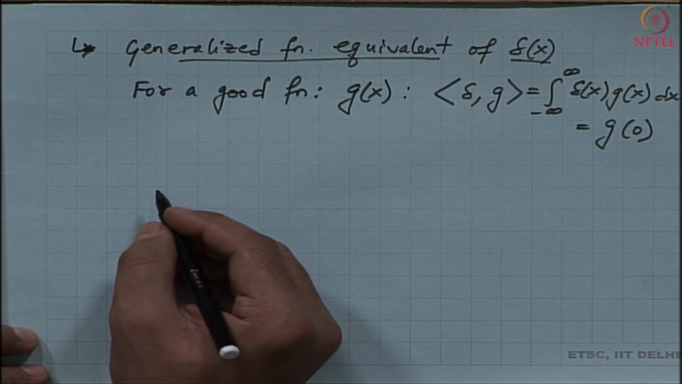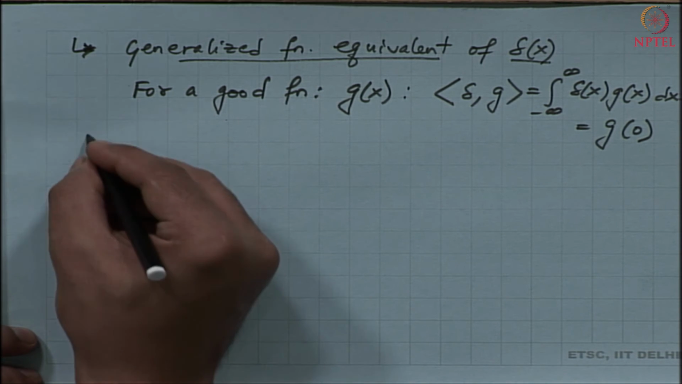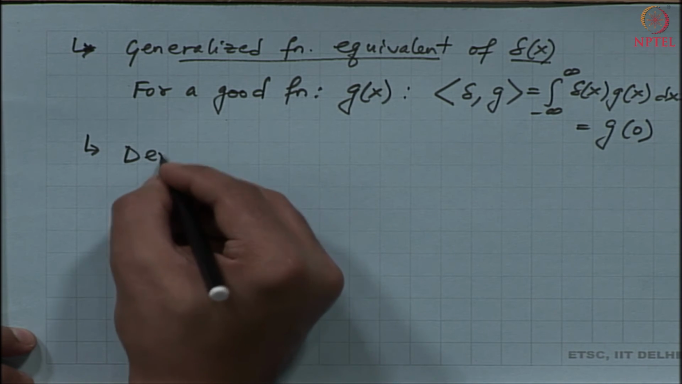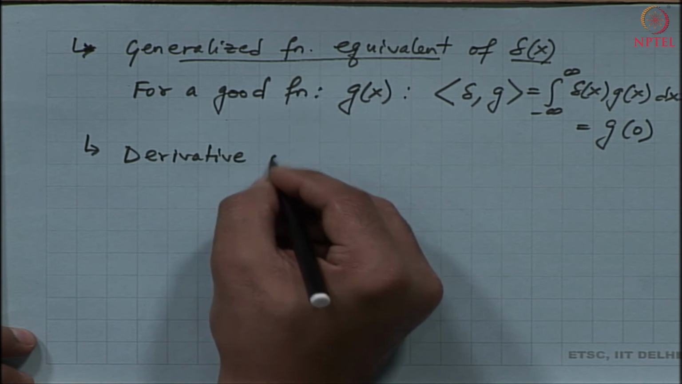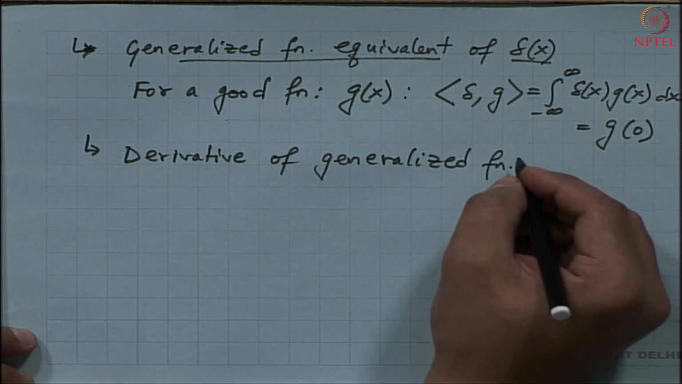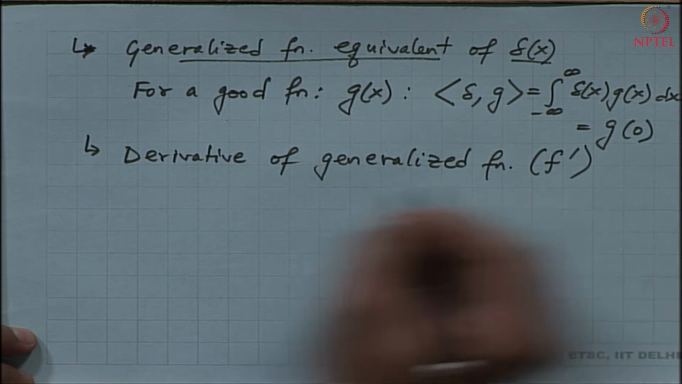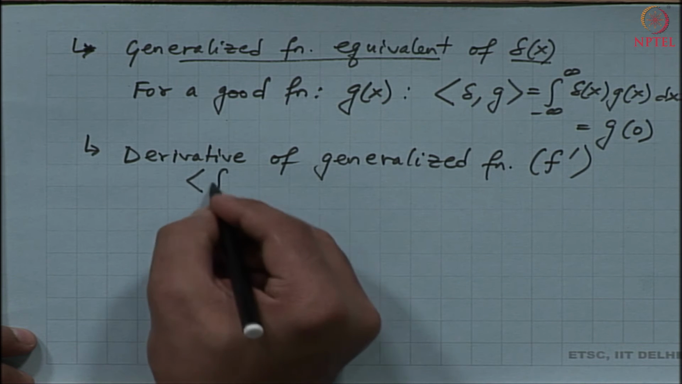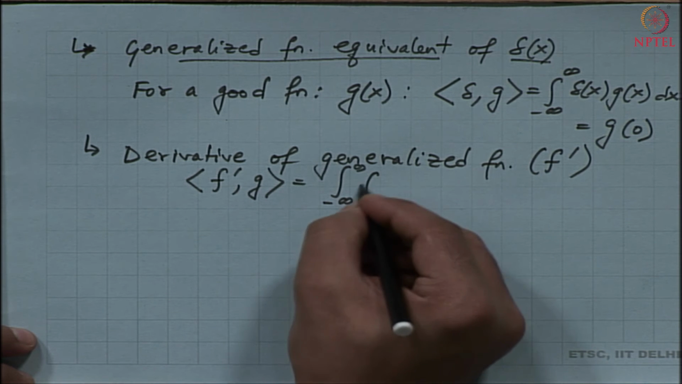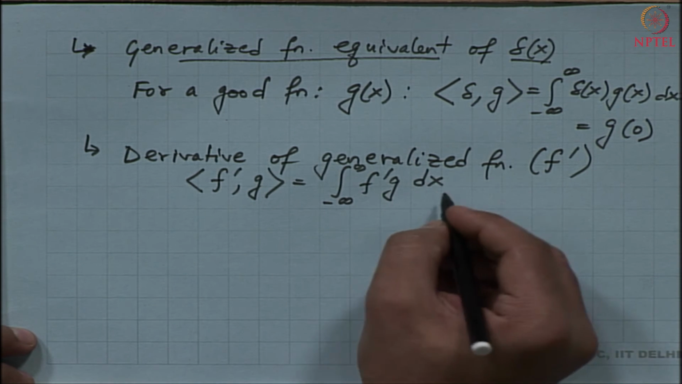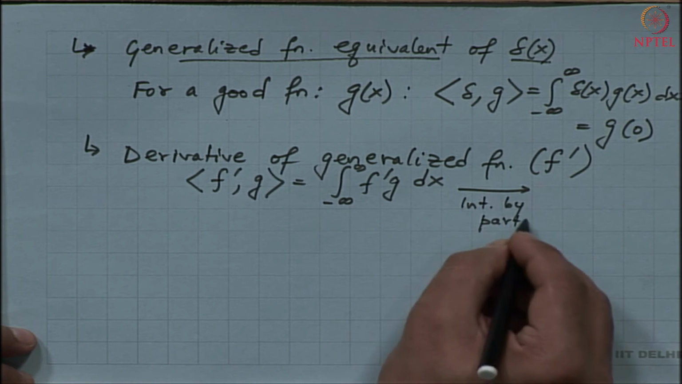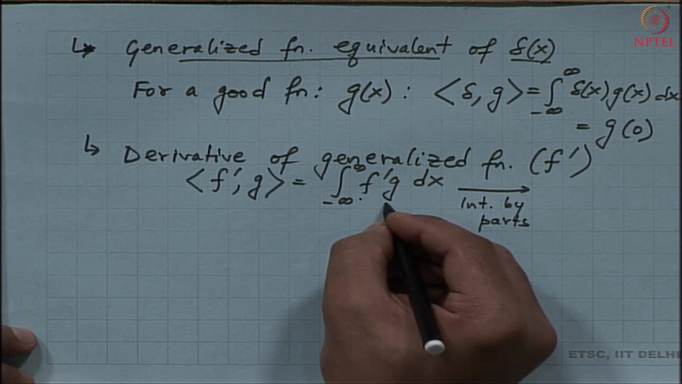Okay. Then if I have to figure out the derivative of the generalized function, let us say I denote it by f prime. Then again using my bracket notation, the bracket of f prime and g is equal to the integral from minus infinity to infinity of f prime g dx, right, and I use integration by parts. Then I am going to use this as my first function, this as my second function.